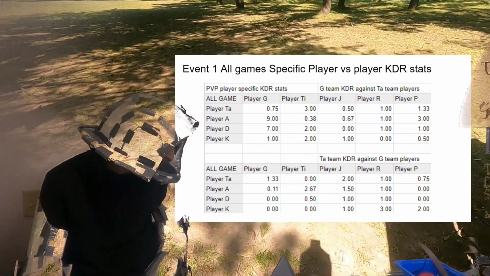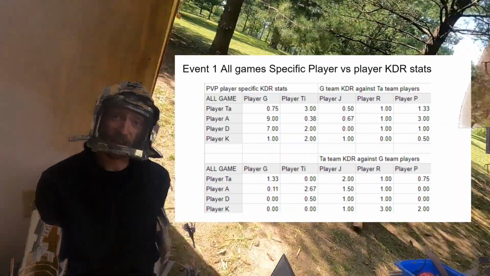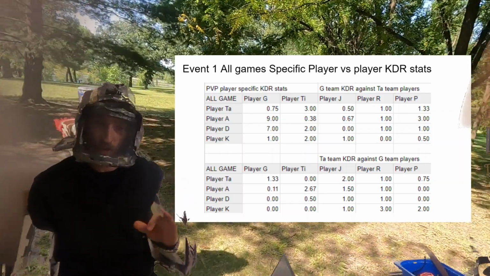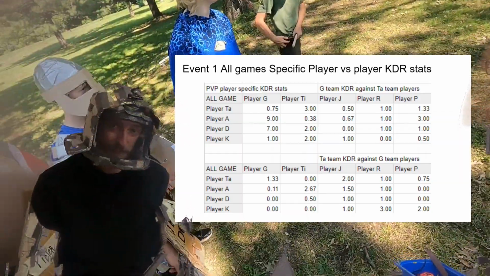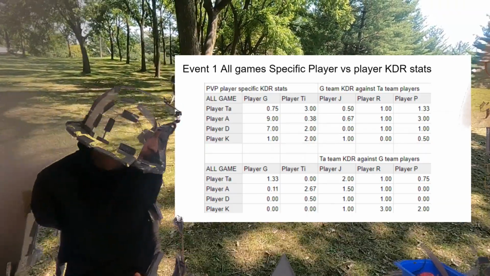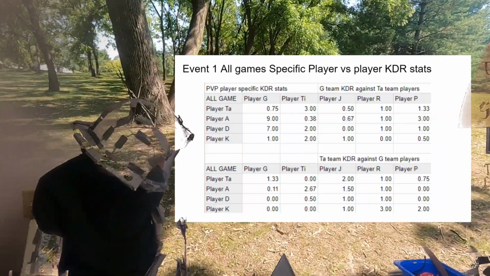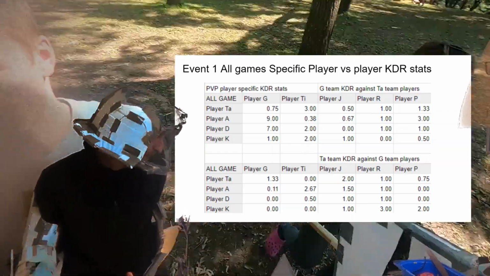And then player TA against me has a 1.33. So he's actually, on average, likely to win rather than lose, though it's close to 1, so we'd often trade. Player A has a horrible chance of beating me at 0.11. Player D never killed me, and nor did player K. Player TI had a KDR of 3 against player TA, so actually like 4 times better than I did.